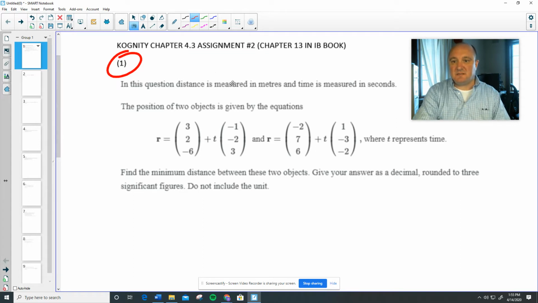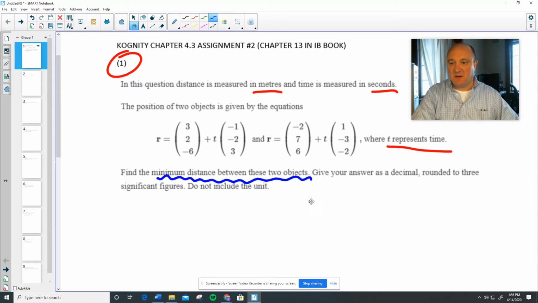Okay, so in this distance question, they give us some information at the top. We've got meters and seconds as our units, and we have two lines written in vector format. So we've got r equals this position vector plus t times this direction vector, and r equals this other position vector plus t times this direction vector, where t represents time. And we're asked to find the minimum distance between the two objects.